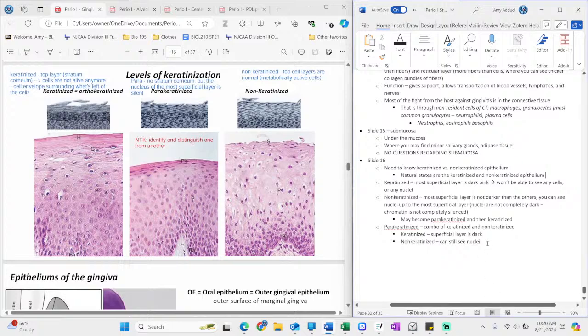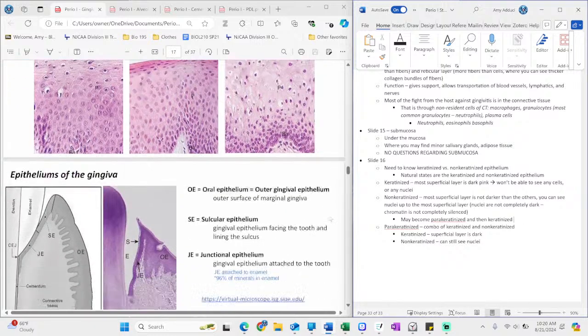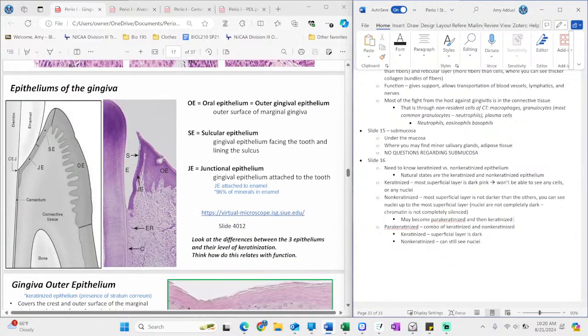An example of that is the sulcular epithelium of the gingiva, which is naturally non-keratinized epithelium. But over time and with age, it becomes sometimes more exposed and bacteria go in, and it turns into parakeratinized epithelium. Okay? So from a histological point of view, this is the main thing that you need to be able to identify. Then obviously you need to be able to identify the three types of epitheliums in the gingiva.